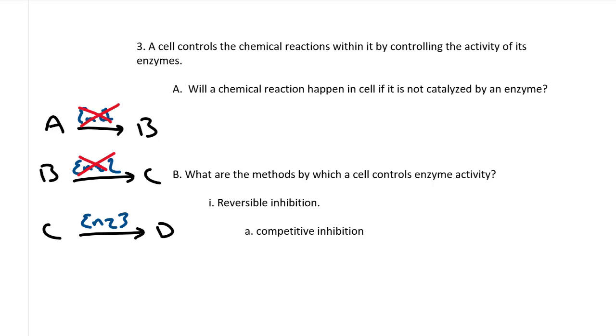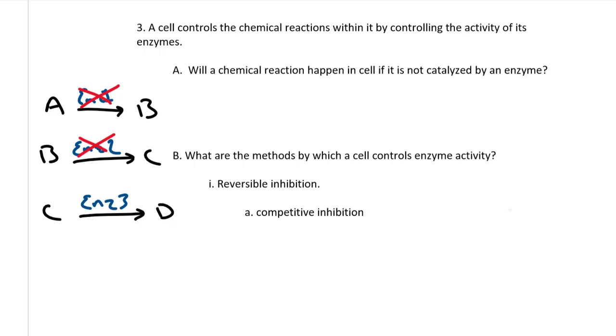Will a chemical reaction happen in a cell if it is not catalyzed by an enzyme? And the answer to that is no. Remember, we're talking about biology. We're not talking about organic chemistry or just chemistry. We're talking about a chemical reaction that must happen within the time frame that is important to maintain life. If it happens way too slowly to maintain life, it's like it doesn't even happen.